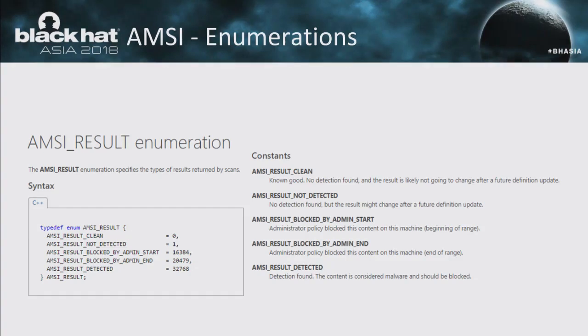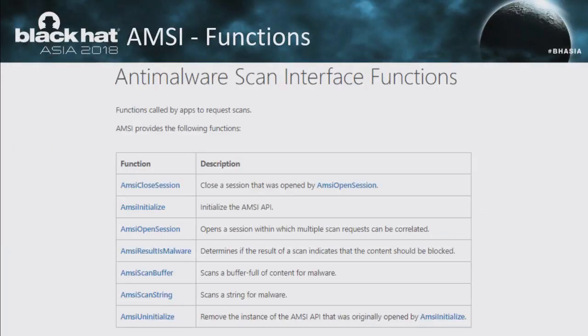And then results detected, which is I've detected a malware, right? Then we have the functions. Now, we have a bunch of different functions here. Most of them deal with initialization and uninitialization. But the interesting two functions that we're looking at are scan buffer and scan string, which are two functions that an app developer can use to request content to be scanned.